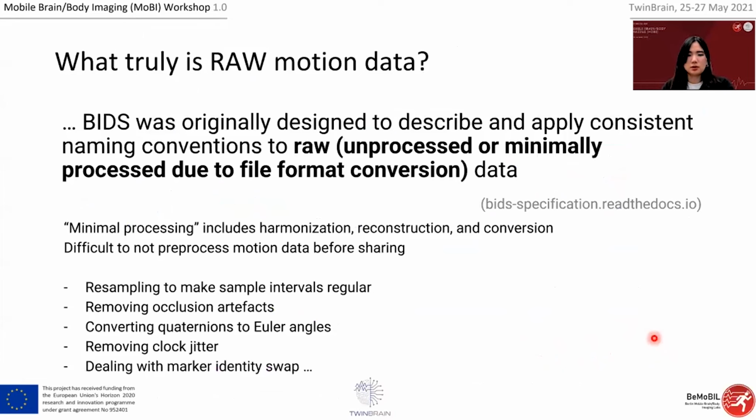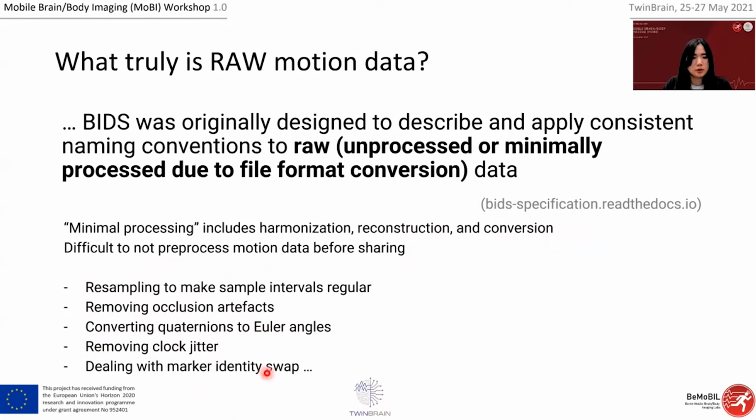So this is the question that I've been asking. What truly is raw motion data? It is by definition unprocessed or minimally processed due to file format conversion, including harmonization, reconstruction, and conversion of the data. But it's very difficult to not process motion data before sharing. Operations like resampling, removing occlusion artifacts, representation system conversion, or removing clock jitter are also some kind of processing, and this even happens when you are using load XDF.